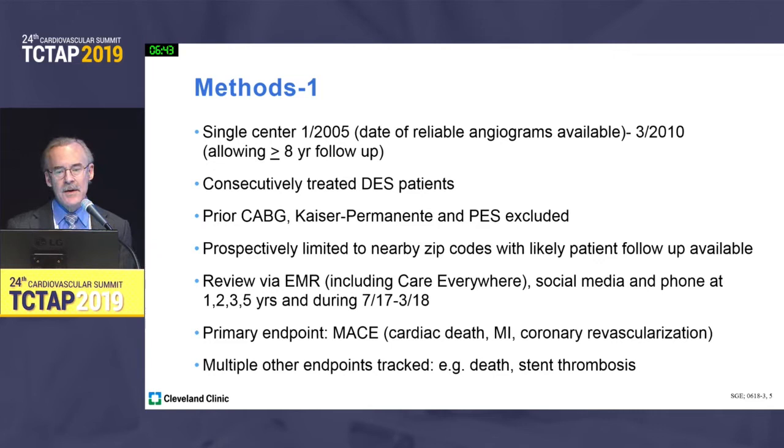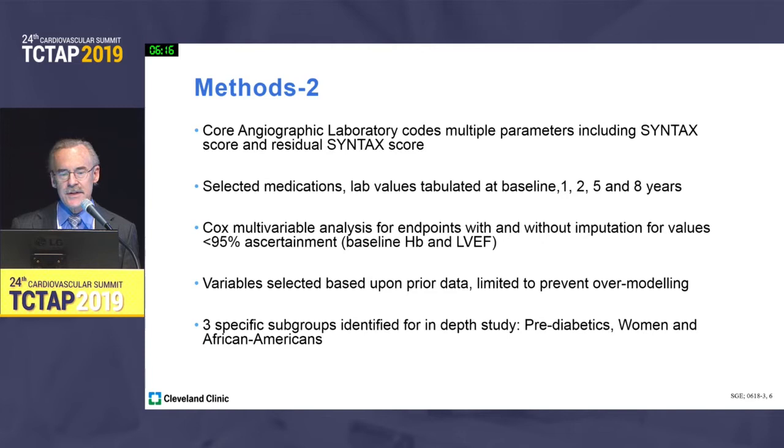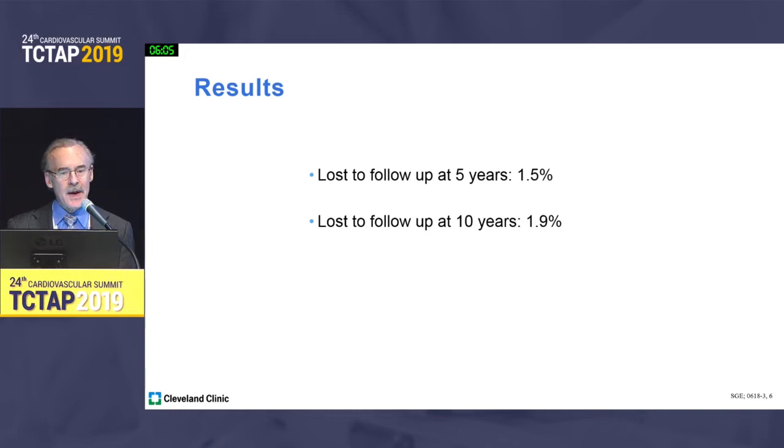We eliminated, because of just different patient characteristics, patients with prior bypass and patients who received Taxus stents, obviously being worse. This was prospectively limited to nearby zip codes in the United States where we thought we would have very high quality long-term follow-up, and the outcomes are noted here. We had a core angiographic laboratory that helped us get initial SYNTAX and residual SYNTAX scores. We had detailed data on medications and lab values from 1 to 8 years. And we looked at a variety of endpoints. So with this background, we're able to do a study where we lost only 1.5% of patients at 5 years and only 1.9% of patients at 10 years. So quite high quality follow-up.